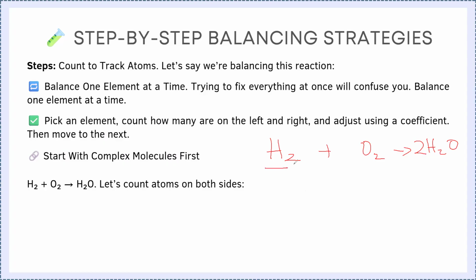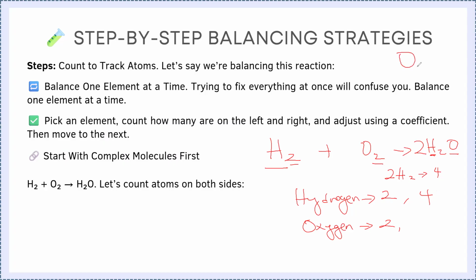On the left-hand side, we have 2 atoms of hydrogen. On the right-hand side, how many? I have hydrogen over here. It has a coefficient of 2 and a subscript of 2, which means 2 times 2, which gives 4 on the right-hand side. How about oxygen? Oxygen on the left-hand side has a subscript of 2. And on the right-hand side, you can see oxygen has a subscript of 1 and this coefficient of 2 here. So we have 2 times 1, which gives us 2. So 2 on the left and 2 on the right means oxygen is balanced.